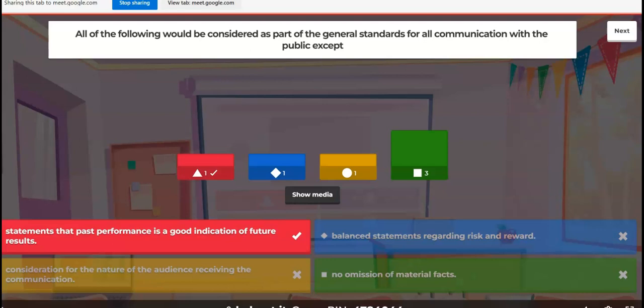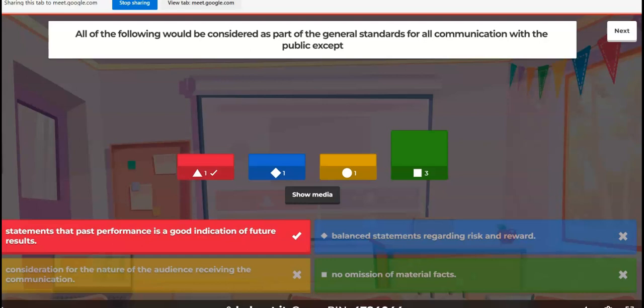Okay. All the following are considered part of general standards for communication, except, right? What that means, again, is we have three truths and a lie. The one that's the lie here, statements that past performance is a good indication of future results, is nothing you'll ever hear said. Past performance does not guarantee future results. That is the kind of disclaimer you're likely to see, first off because it's true. Just because it worked out before doesn't mean it's going to work out now.